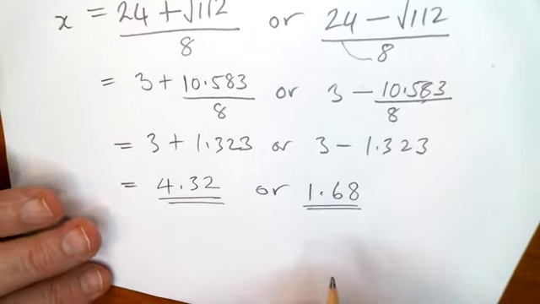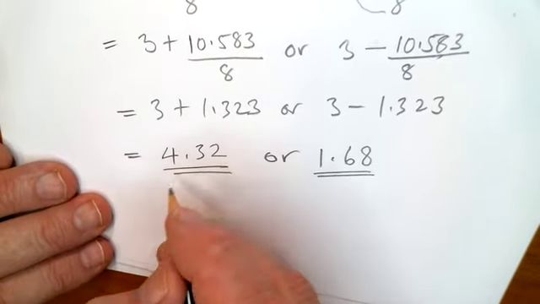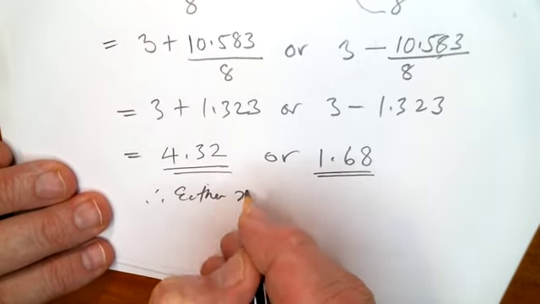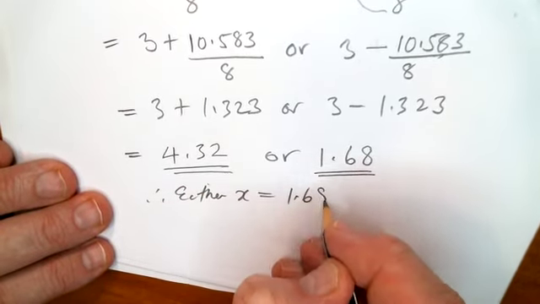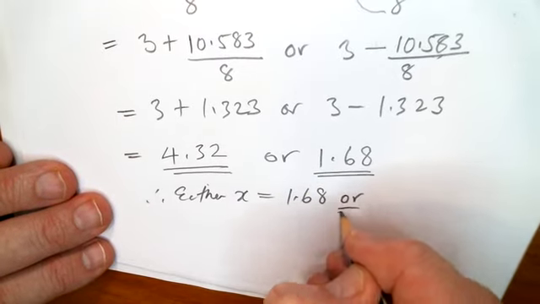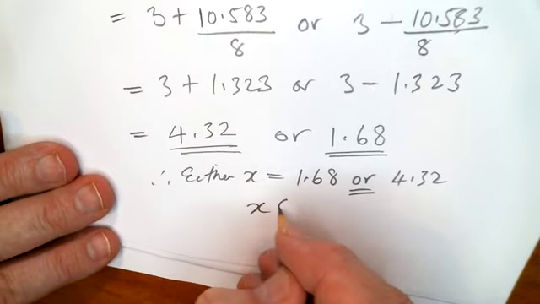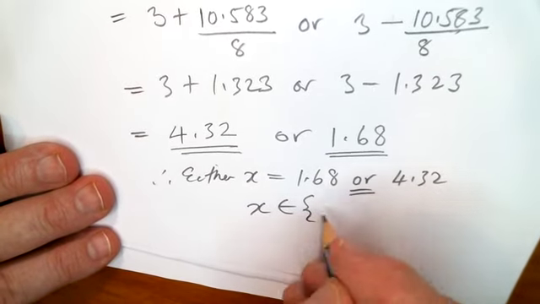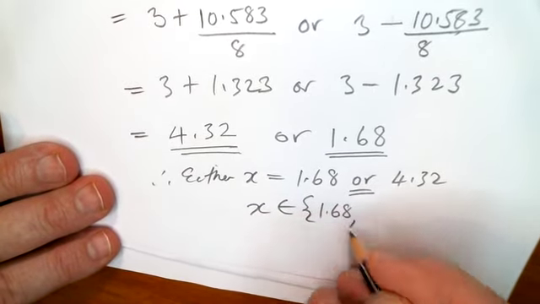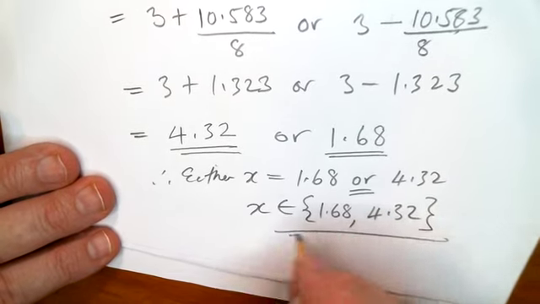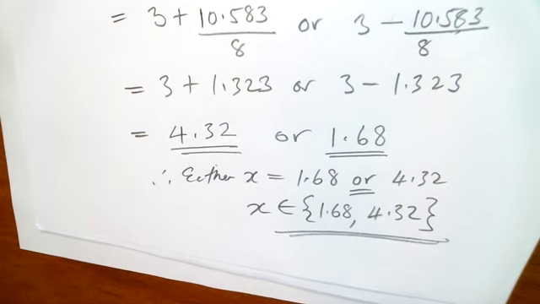So what we want to do in our answer then is state, therefore, either x is equal to 1.68, I'm just doing the smallest one first, or 4.32. Or if you want to write it in set builder notation, you can write it as the smallest one, 1.68, comma, 4.32, and that would be a perfectly legit way of expressing the answer. Hope that makes sense.